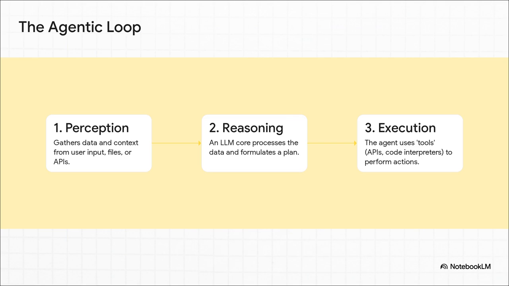And this whole process is usually thought of as a loop. First, there's perception. The agent gathers data and context. Then, reasoning. A large language model processes everything and comes up with a plan. And finally, execution. The agent uses its tools like APIs or a code interpreter to carry out that plan. This perceive, reason, execute loop, that's the basic engine of any autonomous AI.